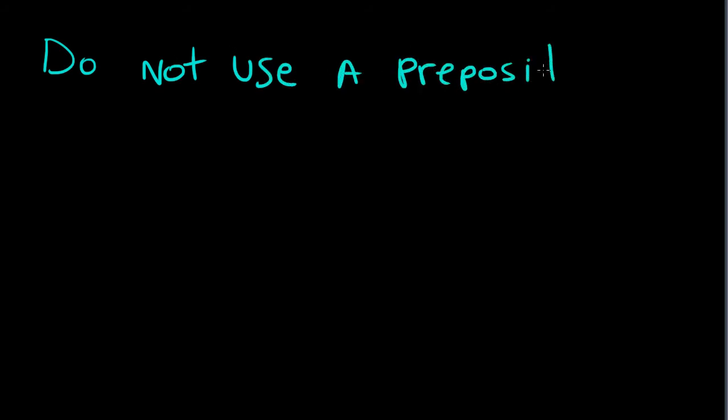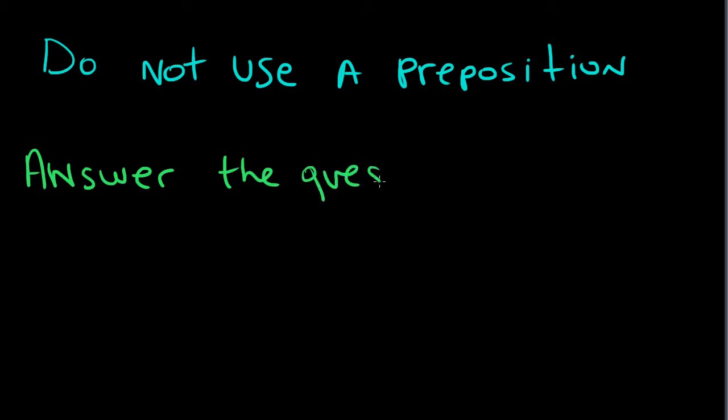So let's look at a few verbs that we do not use a preposition after. Some verbs are classified in this way: we do not use a preposition. So let's look at a list of these verbs. In these we have answer. Answer the question, not answer to the question, not answer from the question. It's just answer. There's no preposition there.